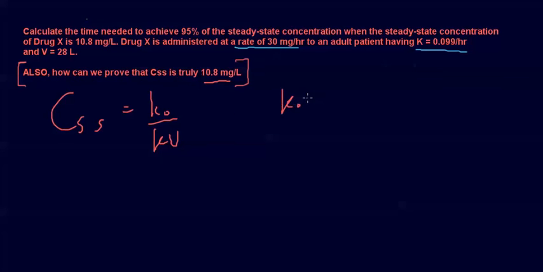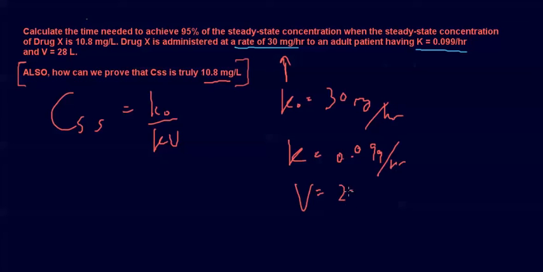Okay, so what do we have? We have K0 is equal to 30 milligrams per hour. We know that K is patient specific, 0.099 per hour, and we know V is 28 liters. So all we did was plug it in, and then we see if the answer we get is truly 10.8 like they claimed, right? They claimed that it was 10.8. So now we plug everything in and we see, and lo and behold, you get 10.8 milligrams per ml.